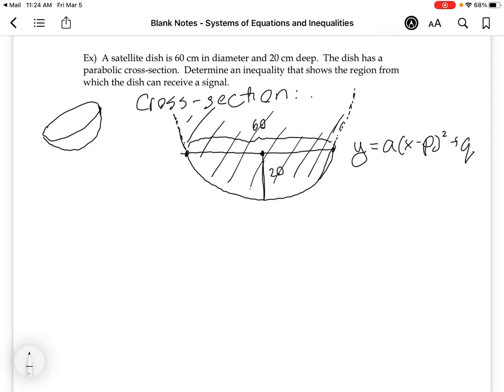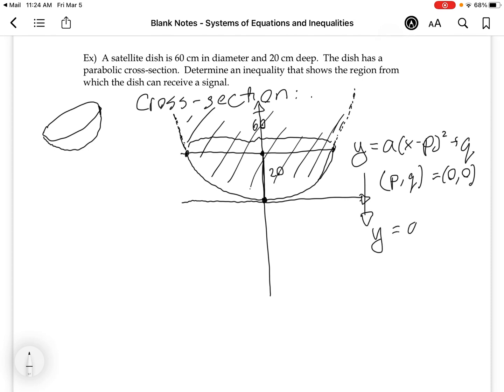If we made the origin at the vertex, if that was the origin, if that was the point 0, 0, then p is 0 and q is 0. And then this equation becomes y equals ax squared. And that's kind of a nicer equation to deal with. So that's where I'm going to choose to put it.